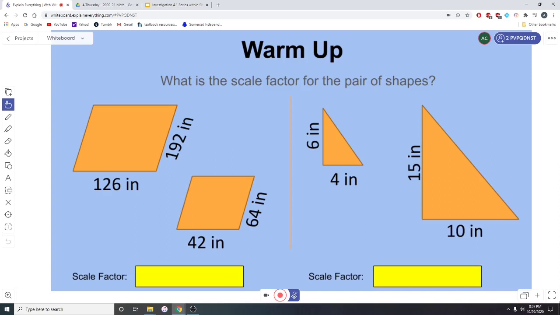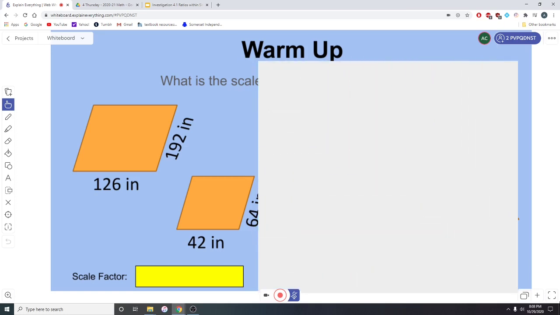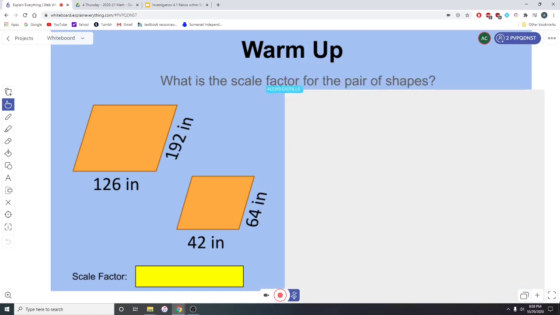So let's go ahead and take a look at today's warm-up. Today's warm-up asks, what is the scale factor for the pair shapes? Notice this is two problems, so we're going to solve for two different scale factors. I'm going to cover this one right here so that we're only paying attention to one question at a time. Let's just pay attention to this question here.